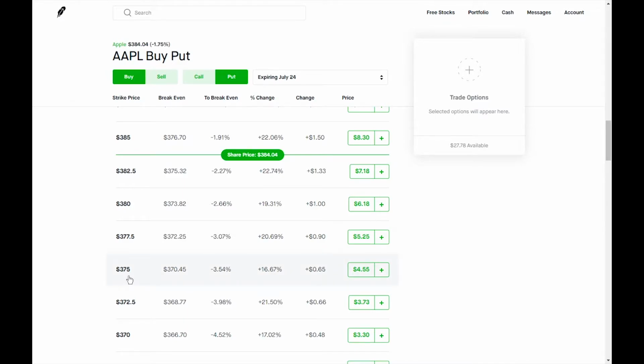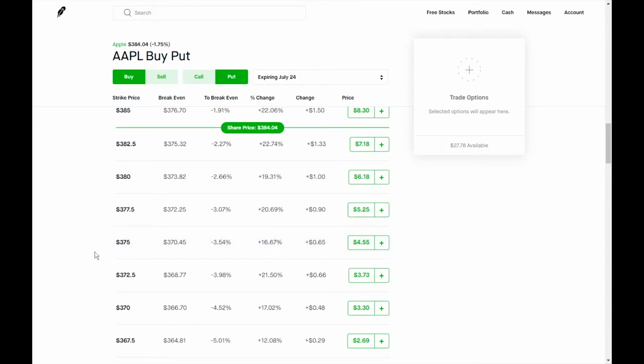You have the right to sell 100 shares. So that's why when you're buying puts, you want the price to go down, because say the price went from $3.84 and it dropped all the way to $3.70, but you bought this put at $3.75. Well, you would be able to sell 100 shares at $3.75, even though the price is at $3.70. So you would make that difference again, just like the calls.